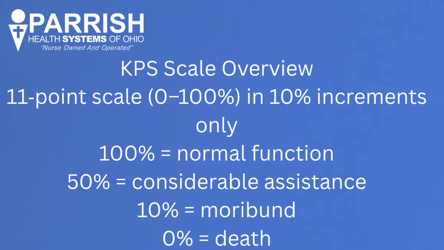The Karnofsky Performance Status, KPS, is an 11-point scale ranging from 0 to 100% in fixed 10% increments, designed to measure a patient's functional ability and level of independence. A score of 100% reflects normal function with no evidence of disease, while a score of 50% indicates the patient requires considerable assistance with daily activities and is unable to carry out normal work. At the lower end of the scale, 10% represents a moribund state with rapidly declining function, and 0% signifies death. This structured progression helps clinicians consistently assess decline and determine appropriateness for hospice services.